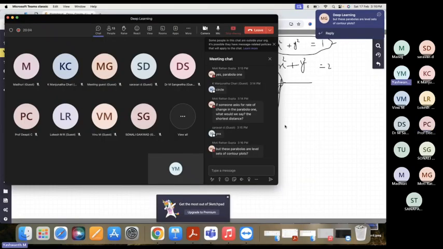But these parabolas are level sets of contour plots. Yes, these parabolas are level sets of contour plots. The contour plot itself is the plot of the level sets of your function.